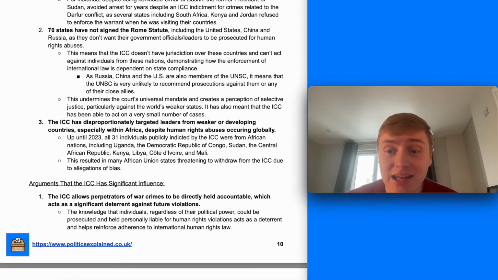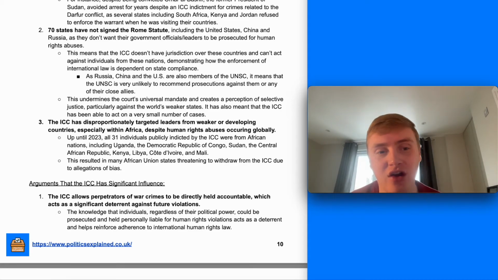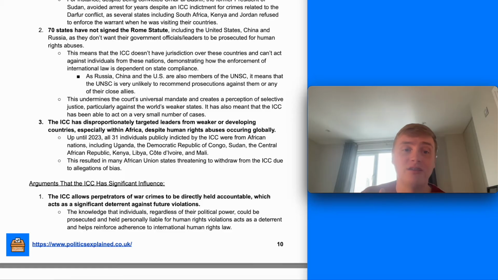This can very much be seen in the actions of the ICC, which has disproportionately targeted leaders from weaker or developing countries, especially within Africa, despite human rights abuses occurring globally. Up until 2023, all 31 individuals publicly indicted by the ICC were from African nations, including Uganda, the DRC, Sudan, the Central African Republic, Kenya, Libya, Cote d'Ivoire, and Mali. This has resulted in many African Union states threatening to withdraw from the ICC due to allegations of bias, that it's not upholding human rights abuses globally against all states, it's only upholding them against African states.